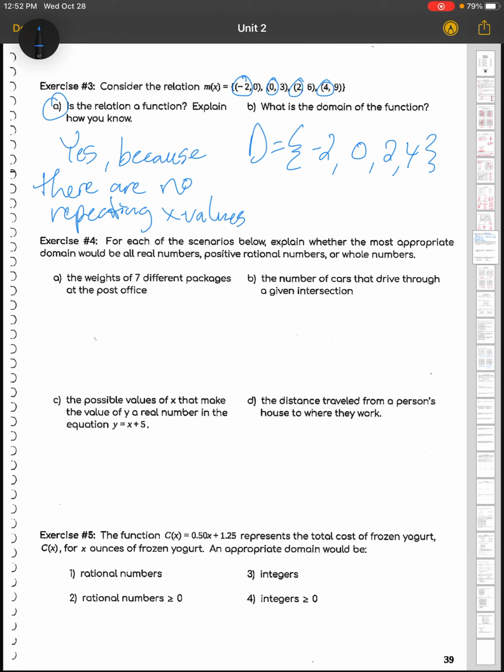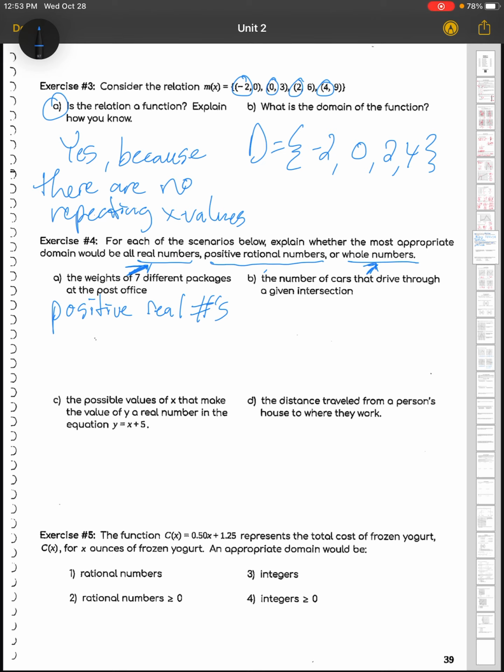For number 4, it says, for each of the scenarios below, explain whether the most appropriate domain would be all real numbers, positive rational numbers, or whole numbers. So A, the weight of 7 different packages at the post office. This would have to be positive real numbers. That would be because all real numbers would include negatives. We cannot have a negative weight for a package.